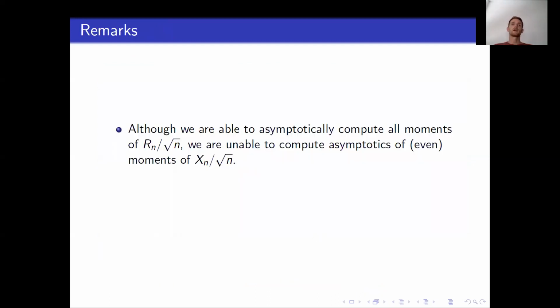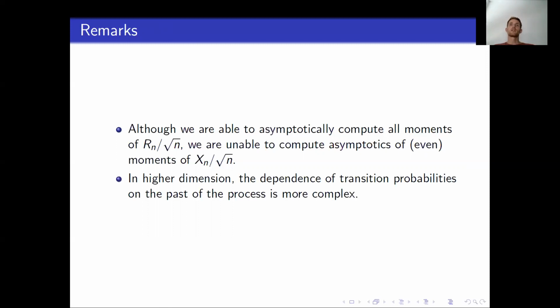Let me give 2 final remarks. So the positive aspect about all this is that we could asymptotically compute all moments of the expected range, which is kind of nice. And we didn't have to use any further technique; for example, this Tauberian result is also straightforward. The negative aspect is that we were unable to compute even moments of the process itself. So this method worked for the range, but not for the process itself.